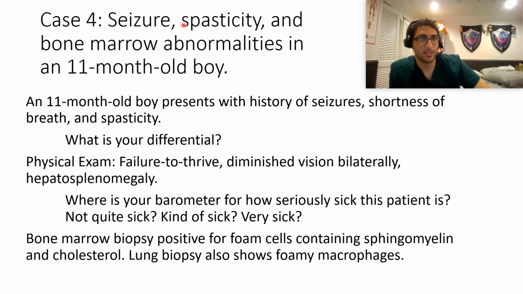So, case 4, seizure, spasticity, and bone marrow abnormalities in an 11-month-old boy. So you already get the picture that something bad's about to happen, right? Seizure, spasticity, and bone marrow abnormalities in a kid that's 11 months old never sounds good. All right. What's your differential? It should be tumor, tumor, and tumor, and then inborn errors of metabolism. All right. So his physical exam shows failure to thrive, diminished vision bilaterally, hepatosplenomegaly. And I kind of gave away this answer.